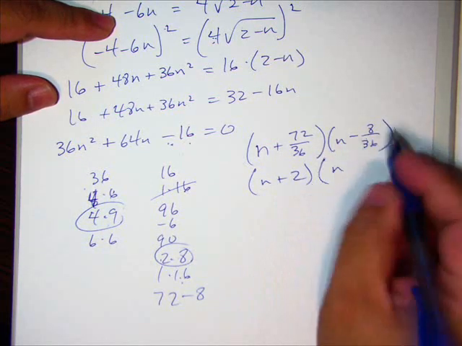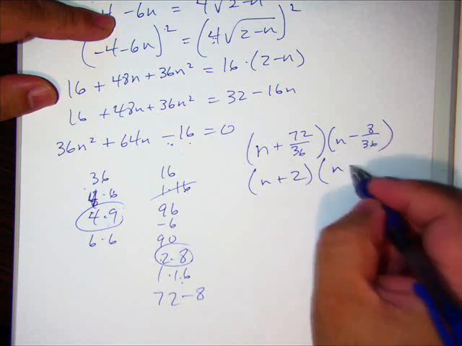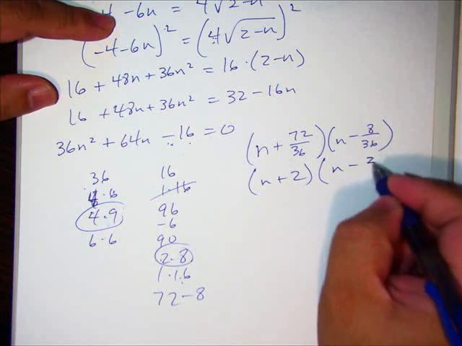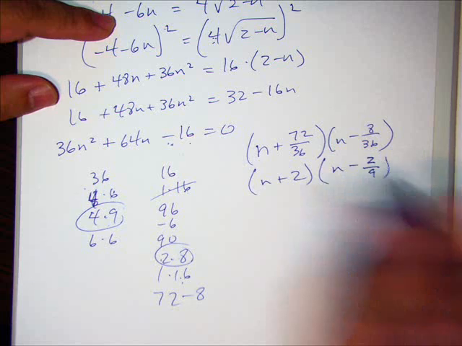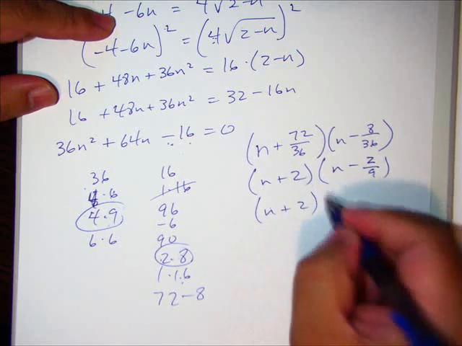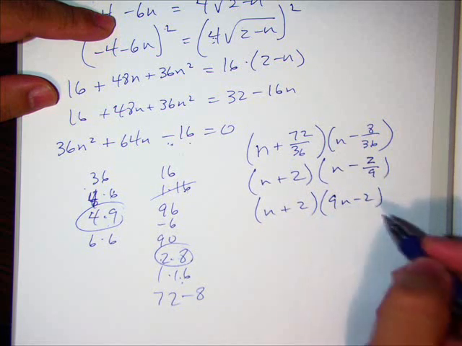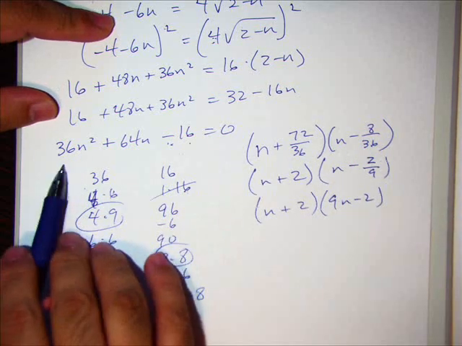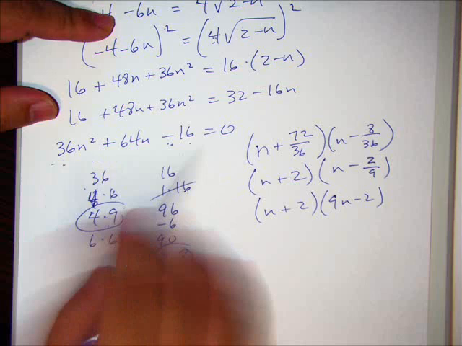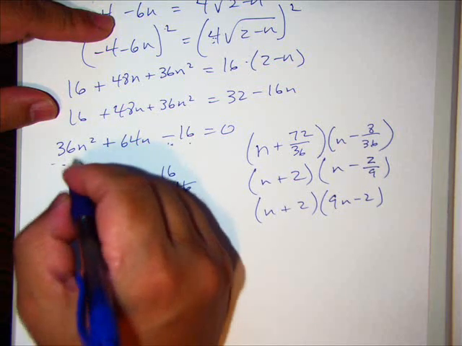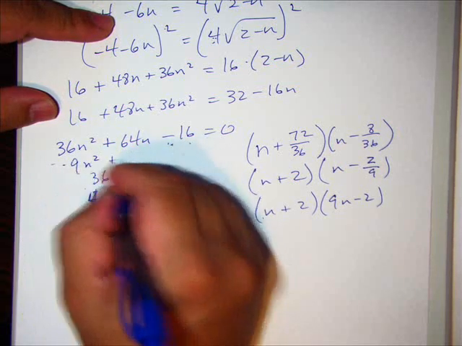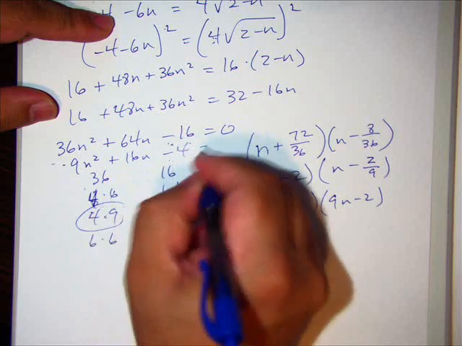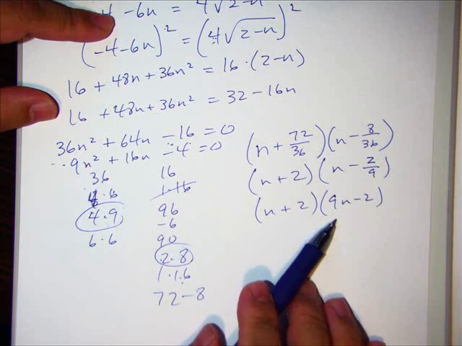Okay. Reduce this puppy. What is that? 4 goes in the top and bottom. 2 over 9. So we got n plus 2, 9n minus 2. Oh my goodness. I should have reduced that. Should have divided that whole thing by 4. That would have made life so much easier. Because that's where that's coming from.